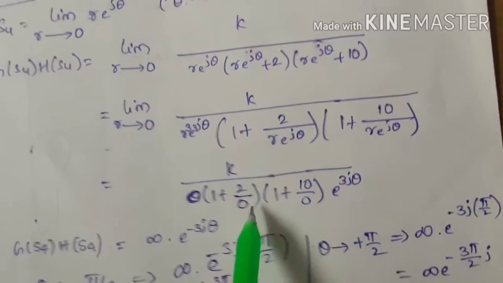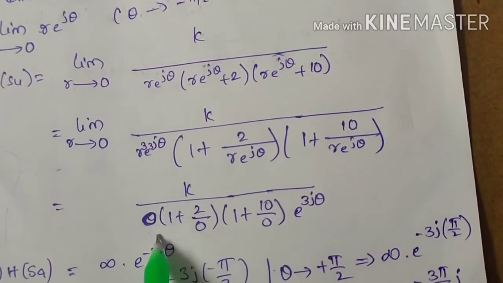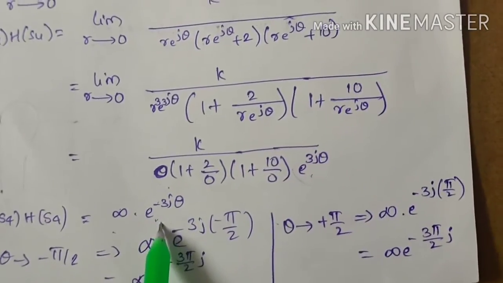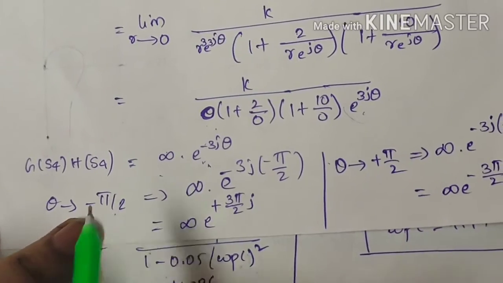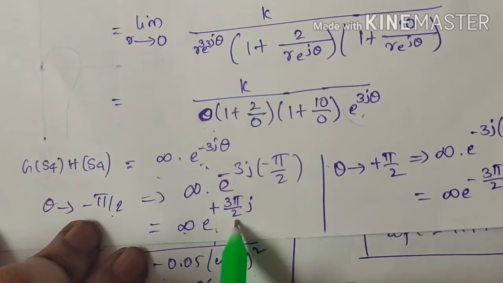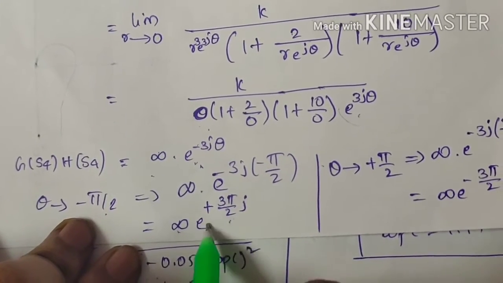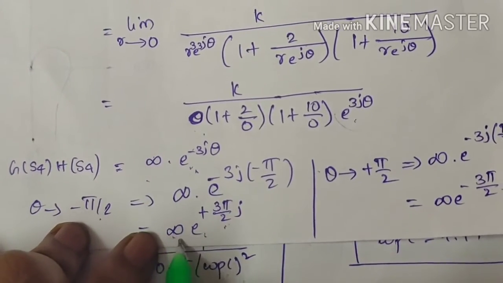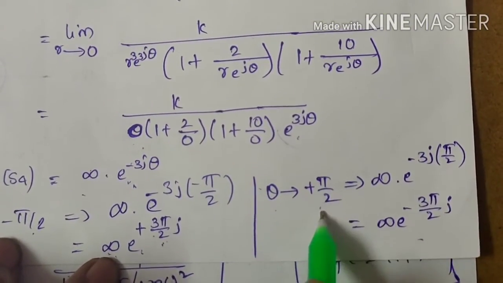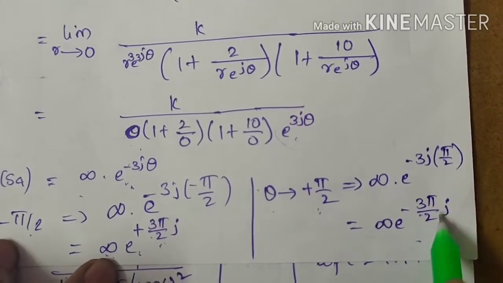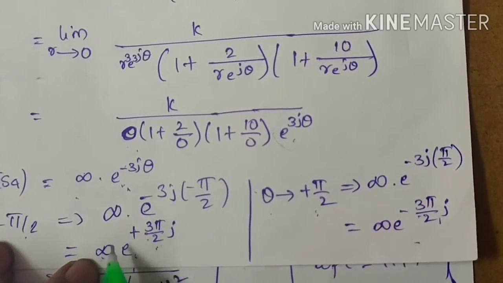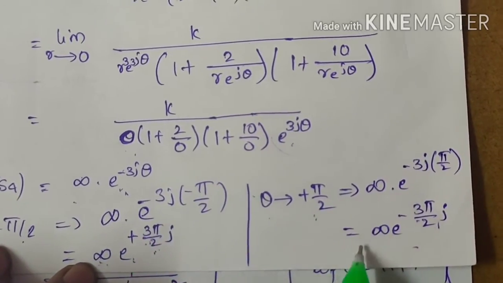So r tends to 0. We substitute 0. Something by 0 is infinite, but we have an angle. It will become e to the power of minus 3 j theta. When theta tends to minus pi by 2, the value becomes infinity into e to the power of plus 3 pi by 2. Plus 3 pi by 2 means 3 into 180 by 2, which is nothing but 270 degrees. So the infinite radius is varying from plus 270 to minus 270. Substituting theta equals plus pi by 2, you get minus 3 pi by 2. So the S4 value is varying with infinite radius from plus 270 to minus 270.